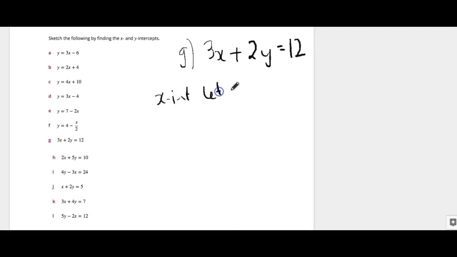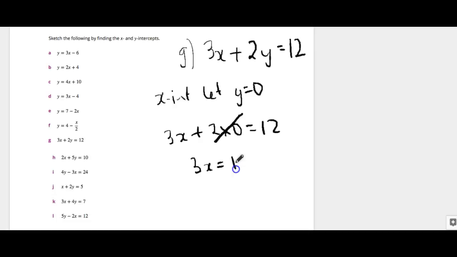So let's do x-intercept, that y equals 0. So we've got 3x plus 2 times 0 equals 12. And you'll notice what that 0 does is makes that disappear. So I've basically got 3x equals 12. Divide both sides by 3. That cancels out. So x is equal to 4. And I like to always get into the habit of writing it as a set of coordinates or as a point. So it's 4, 0.